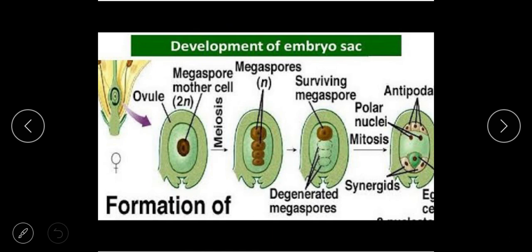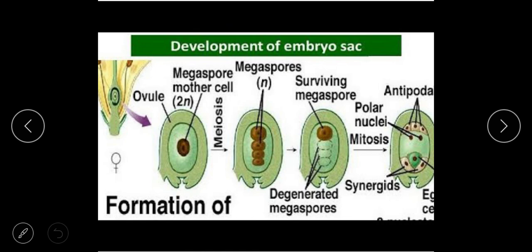Here you can see the formation of the embryo sac or the female gametophyte. The megaspore mother cell undergoes meiosis and forms four megaspores, three disintegrate, one remains functional, and this functional megaspore undergoes three successive mitotic divisions. As a result of three mitotic divisions, an 8-nucleate stage is formed, and these nuclei arrange themselves in a proper way.